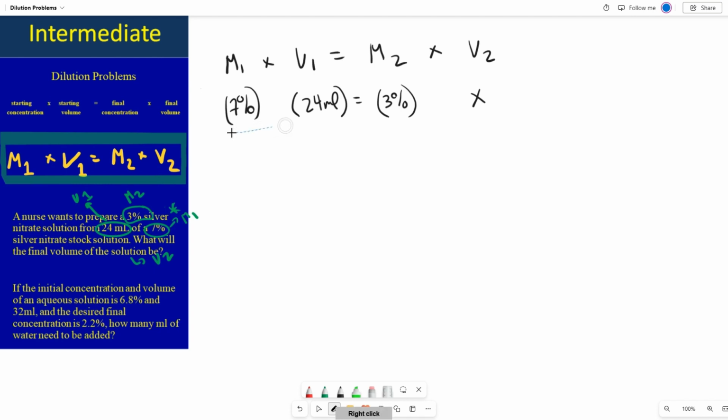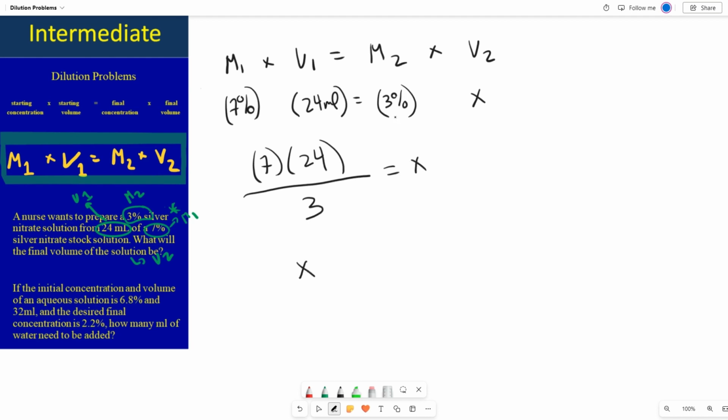All right, we have three of the four pieces of information. Now we can just rearrange the equation to solve for x. We want to get rid of this 3%, so what we do is just divide both sides by the 3%, and that will get rid of it. And that will leave us with 7 times 24 divided by 3 is equal to x, which is our V2.